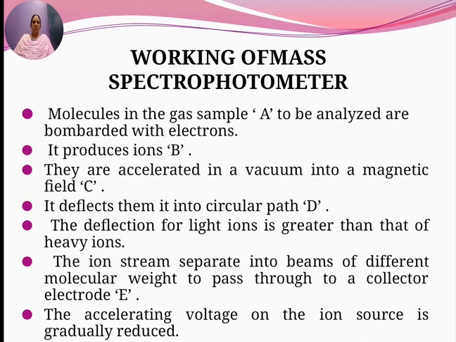B represents the ions. Now these ions are accelerated in vacuum in a magnetic field C. When they are accelerated in vacuum in a magnetic field, they get deflected into a circular path D. The deflection of the light ions is greater than that of the heavy ions. The ion stream separated into beams of different molecular weight passes through to a collector electrode E.